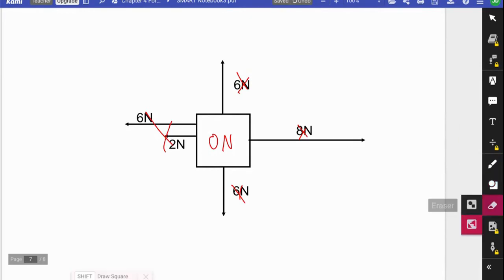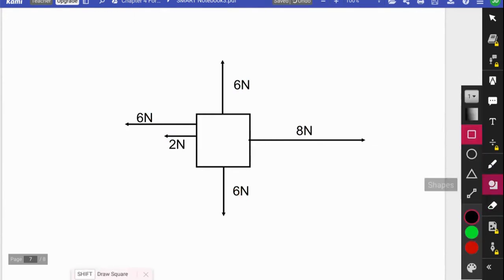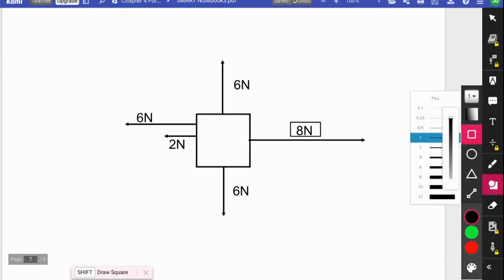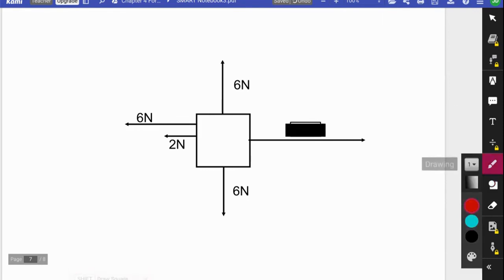So maybe, let's see, I'll just erase some of the stuff. We can imagine a different scenario of the same problem. Okay, so let's just say I just made this up, but we already know the answer, obviously. Maybe we know that the net force is 0 newtons entirely.